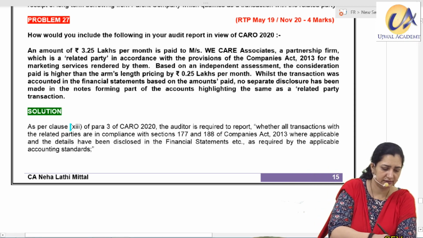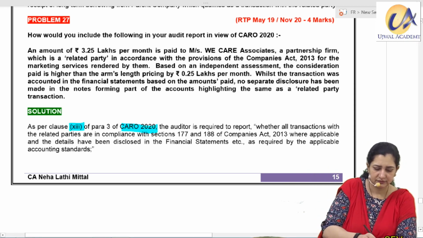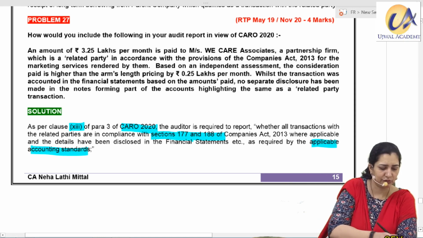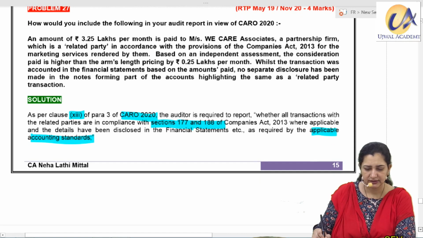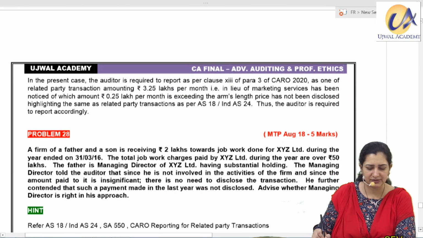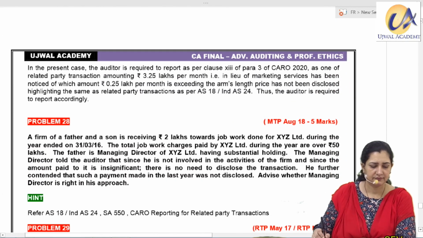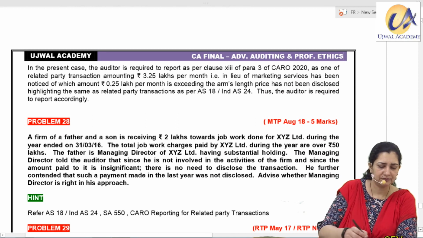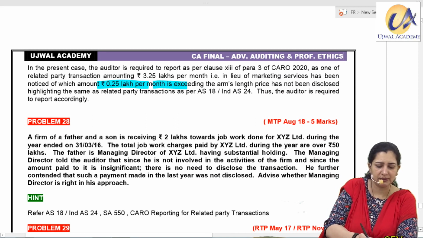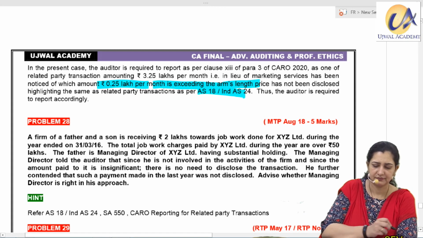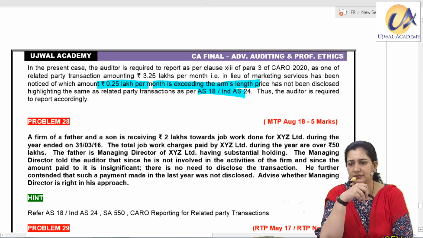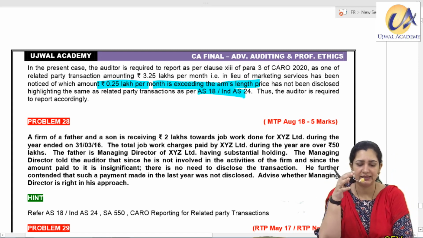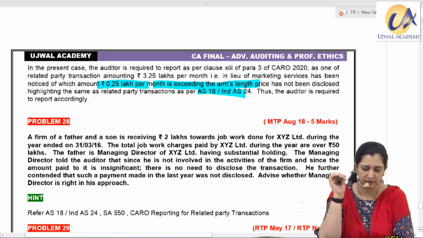So again, clause 13, CARO 2020, 177, 188 compliance, applicable AS has been followed or not, we have to report. Here they have only said that the partnership firm is there. It is a related party, and also that you are paying a little more than the normal market rate. It should be reported as per AS 18, Ind AS 24. So do all this.